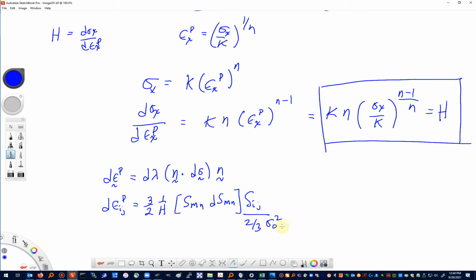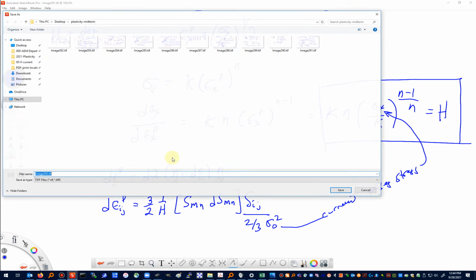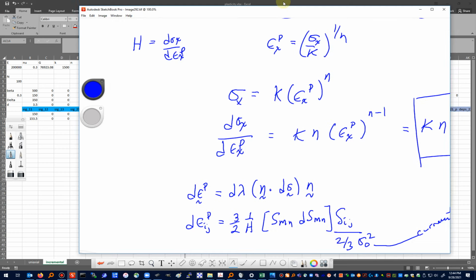Right. So here, this is the current Mises stress. And that is also what goes in here to determine the plastic tangent modulus for a multi-axial stress state. Alright, so I'm going to save this page, and then we're going to punch in our equations into our spreadsheet.